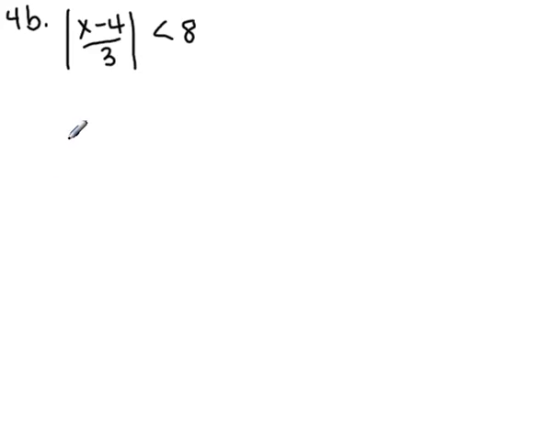Now I'm going to work 4b for you from the exam review. The instructions say solve the absolute value inequality. Again, another inequality that has an absolute value in it. An absolute value always requires two cases. An inequality sign that is a less than means it's an and problem.